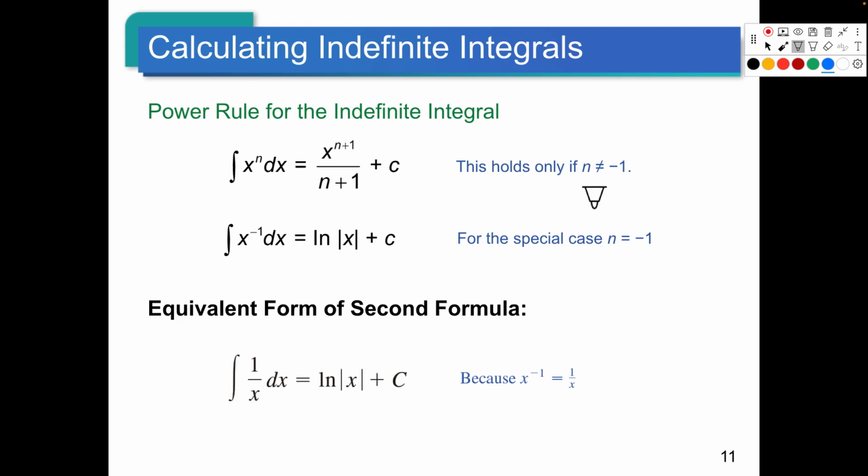I'm tempted to add 1 to the exponent and divide by it. But if you try that, if you start with the x to the minus 1 exponent, what happens if you add 1 to it? You're going to get 0. What happens when you divide by 0? Oops, it's undefined.